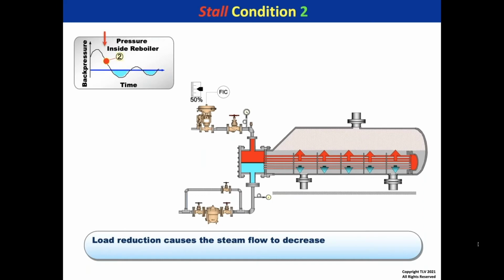As long as we're above the back pressure, we just need a trap, even if it's throttled, because we're going to have positive pressure differential to push the condensate through the trap. So as long as you just have those two conditions, you really don't have stall.